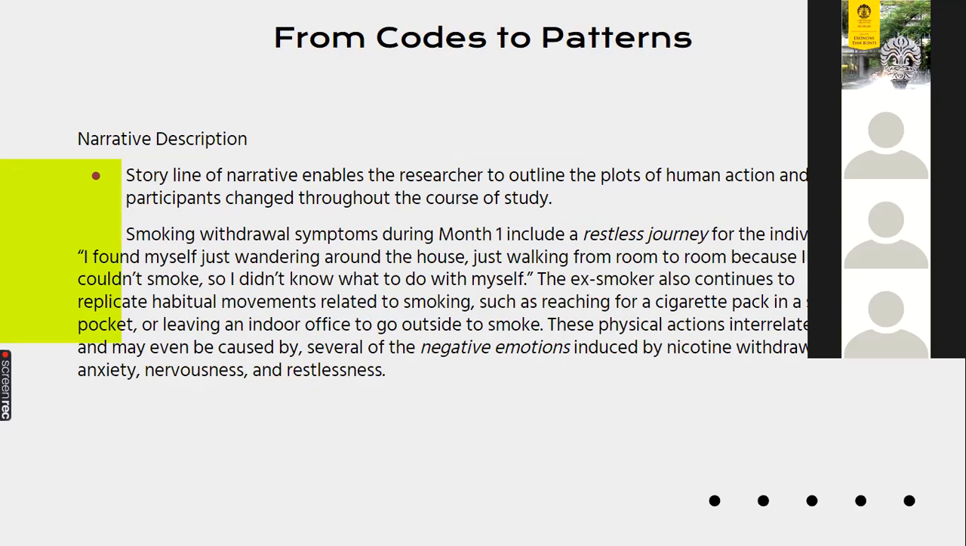The first one is narrative description, where the researcher can compose a section that identifies and elaborates on the pattern code, weaving its component first cycle codes into the narrative and supporting it with field note data. In this case, the storyline function of narrative enables the researcher to outline the plots of human action and how participants change throughout the course of study. Mosaic representation and presentation of our findings are essential ways to communicate to readers how the social action we witness and synthesize unfolds and flows through time.